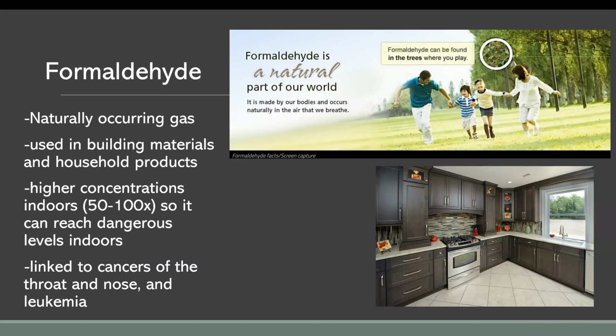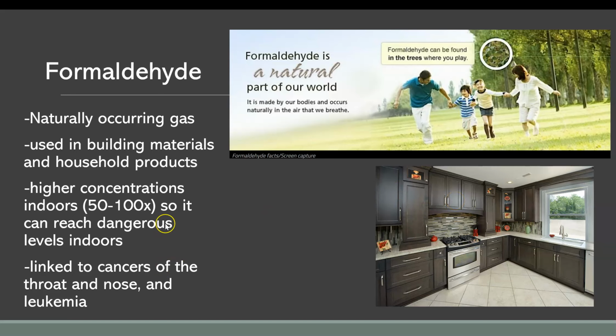So formaldehyde is a gas I wanted to talk about for a few reasons. It's a naturally occurring gas. So it's in the trees that we play around, and it's in our bodies as well. So it's a natural part of our world, but it's also used in a lot of building materials to build houses and household products. It's actually really big in making cabinets for your kitchen and stuff.